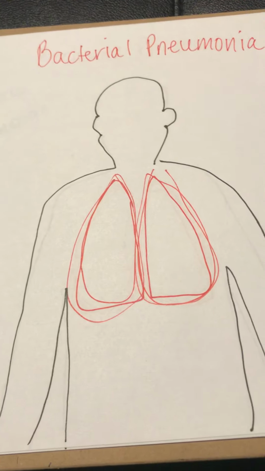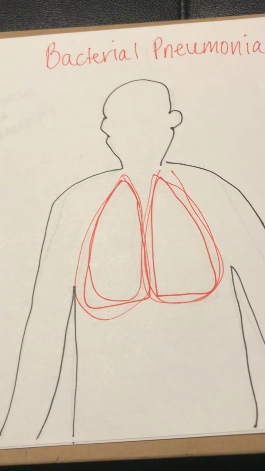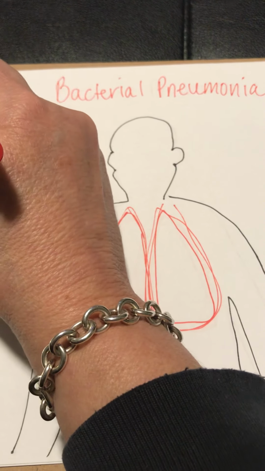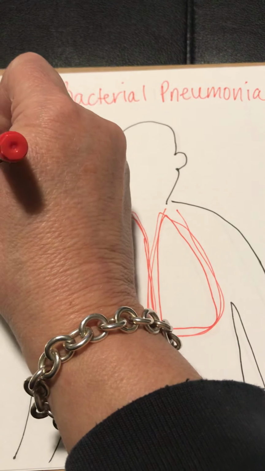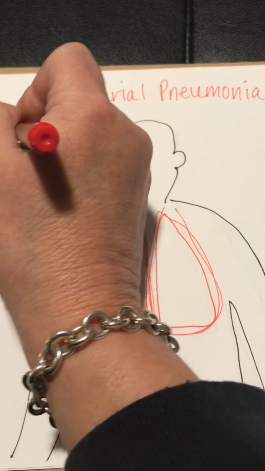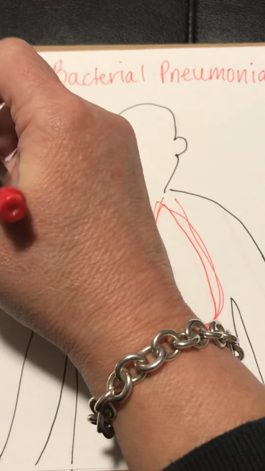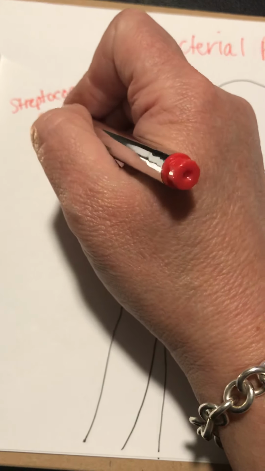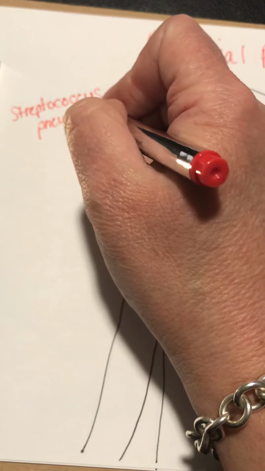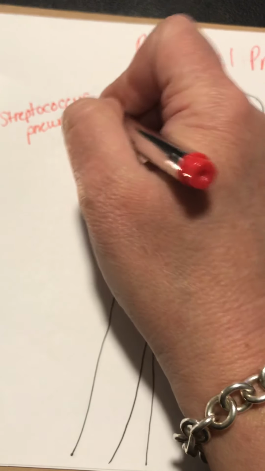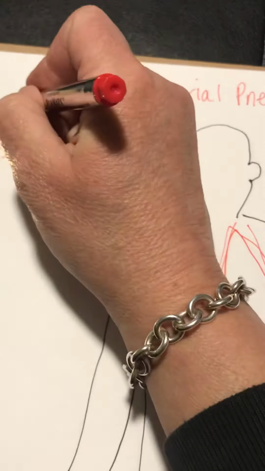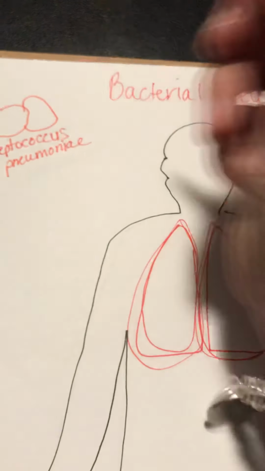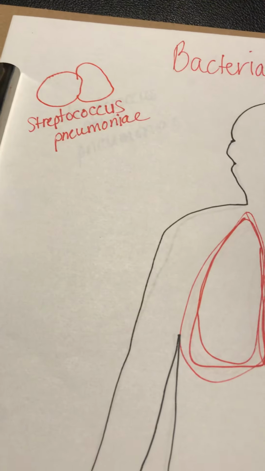The different bacteria that cause bacterial pneumonia are Streptococcus, which is the most common type of bacteria that causes bacterial pneumonia. And it is shaped very differently than some of the other strains.